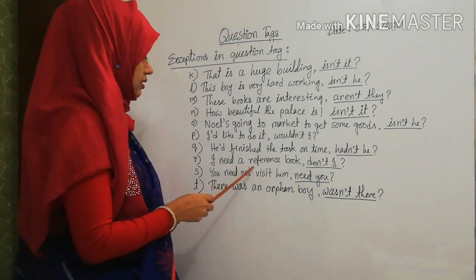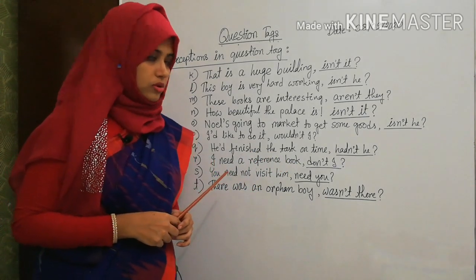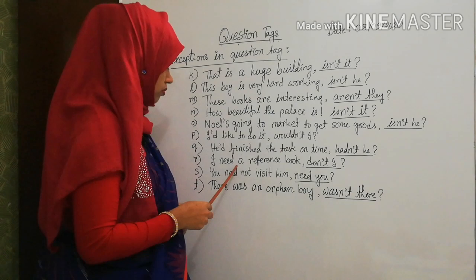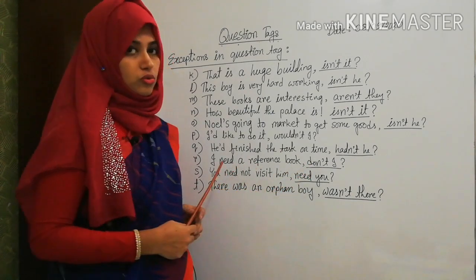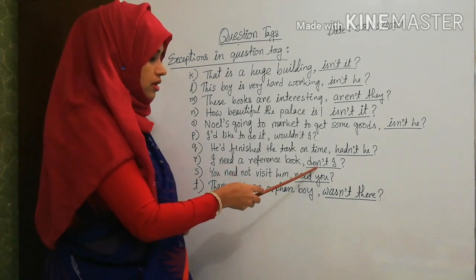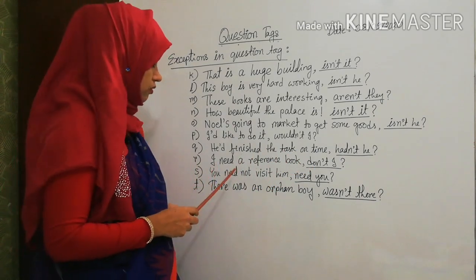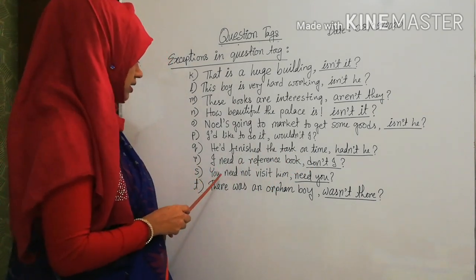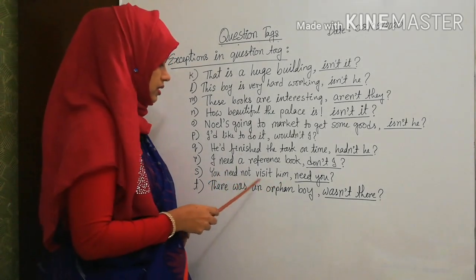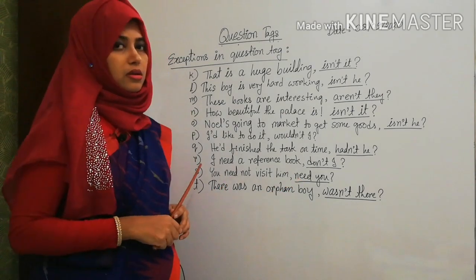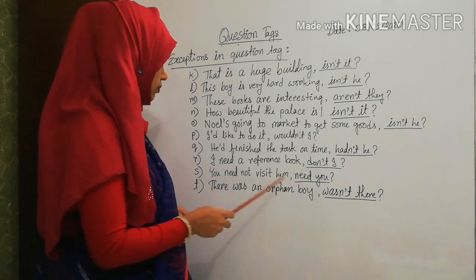Next is I need a reference book. You know, need is considered as a modal, but when need is the main verb here, in that case you have to use don't, do, does, did as auxiliary. So, don't I, okay, according to the tense. Then next is you need not visit him, need not. When you get need not, in that case you have to use need for making tag question, that is need you.